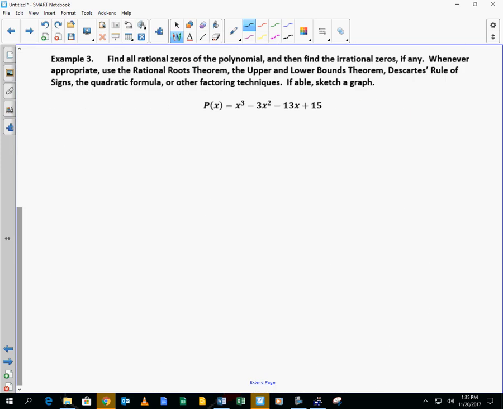It says find all rational zeros of the polynomial and then any irrational, if there are any. Whenever appropriate, use the rational roots theorem, upper and lower bounds, Descartes' rule of signs, quadratic formula, and other factoring techniques. And if we're able, sketch a graph. Okay? So we can, the number of positive real.